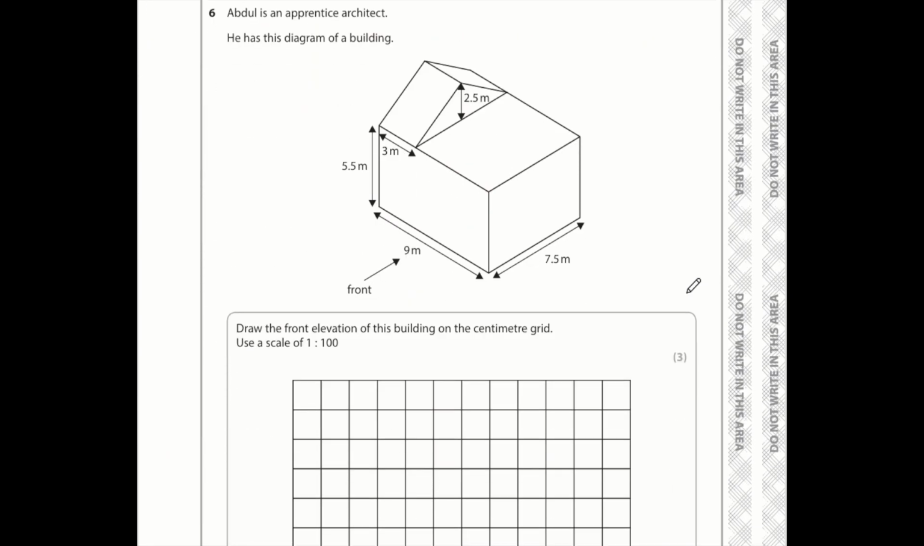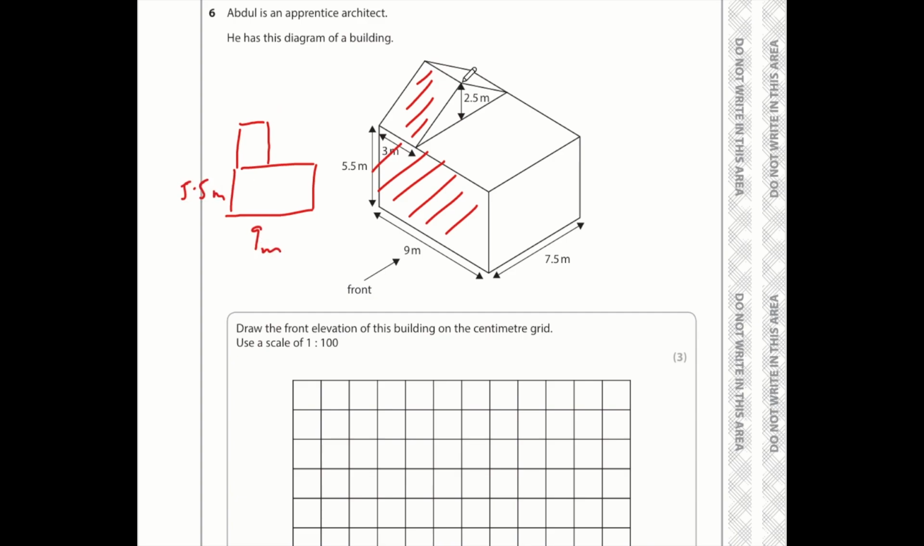Okay, question 6, we want to draw the front elevation. So the front elevation is going to be this rectangle here, but also we are going to see this part here, which is another rectangle. So we just need to think about the measurements here. So this is 9 meters, this is 5.5 meters, and the height here is 2.5. Okay, so what I'm going to do is turn these into centimeters.